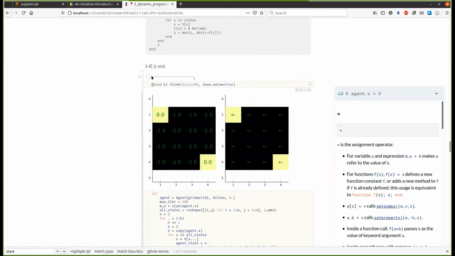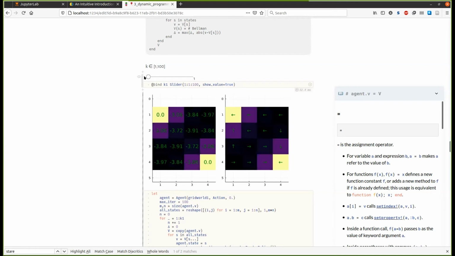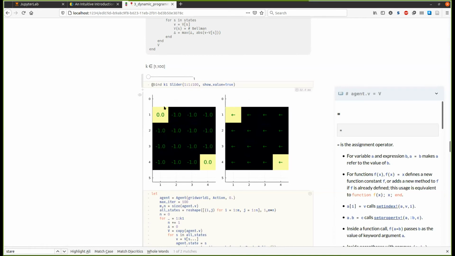And this is a reimplementation of the diagrams we saw in the book. Here you can see that after the first iteration we have all negative ones, and hopefully that makes sense, because we started with all zeros for each value estimate, and we just took a single step for updating each state, and that was just the reward of -1.